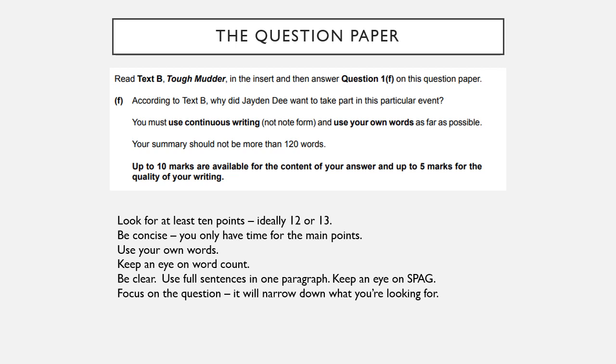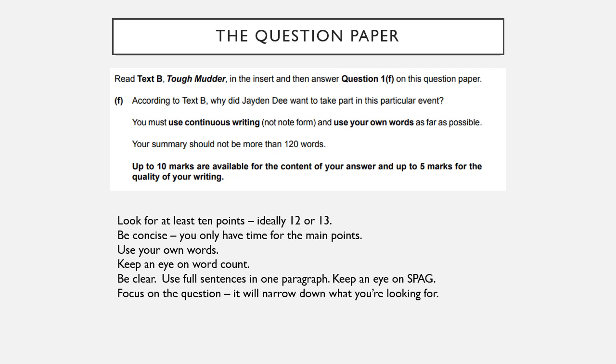So they want you to read this text B, okay, and they want you to pick out the main points, but they'll give you a focus. They will narrow it down a bit for you. Look at what it says. It says, according to text B, why did Jaden D want to take part in this particular event? Okay, so you've got to be focused on that. Why did he want to take part in this event?